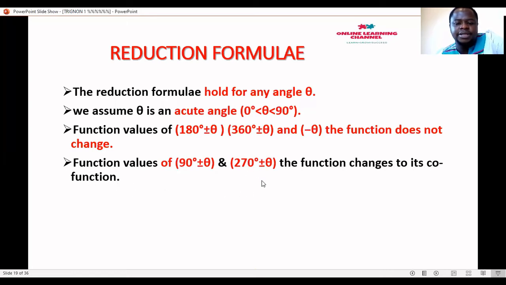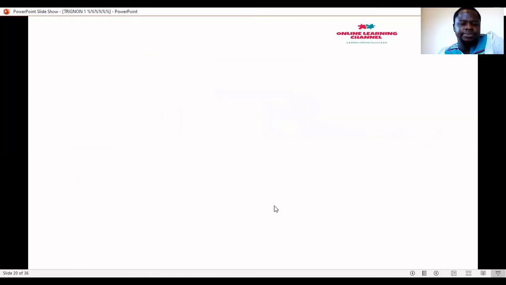And then 270 minus or plus. But this 270 is not in your syllabus. For your syllabus, you've got only one cofunction, which is 90 minus or plus theta. So here, this reduction works in an anti-clockwise direction, right? In other words, it's going in an anti-clockwise direction.